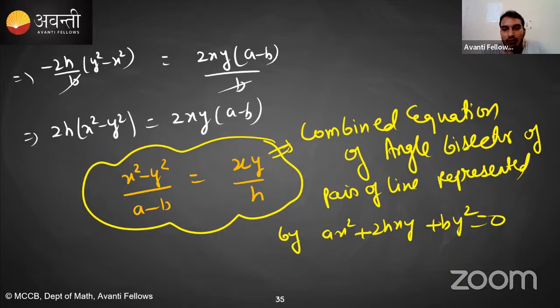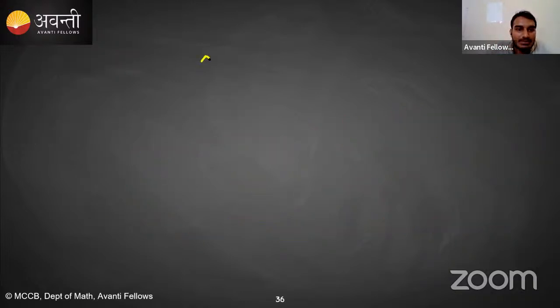They will give you a pair of lines, ax square plus 2hxy plus by square. Okay, so then they will ask you to find the combined equation of the angle bisector of the lines represented by ax square plus 2hxy plus by square equal to 0. So how will you do it? First let us understand what is going on. ax square plus 2hxy plus by square is representing two lines. Yes or no?